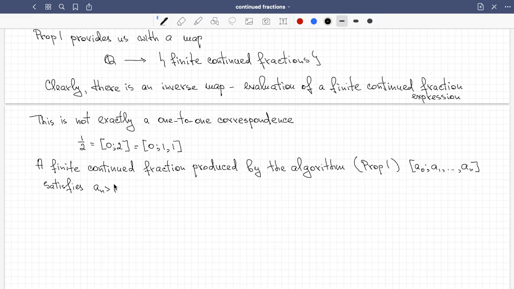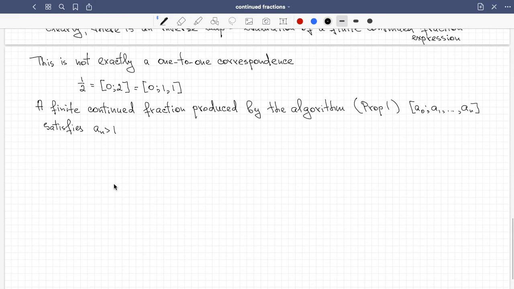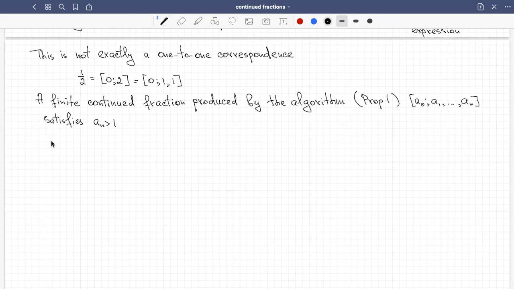And it's going to be just a little bit more difficult, that is formulated as first exercise in the text, to prove that this is the only glitch. Namely, exercise 1 in the text.